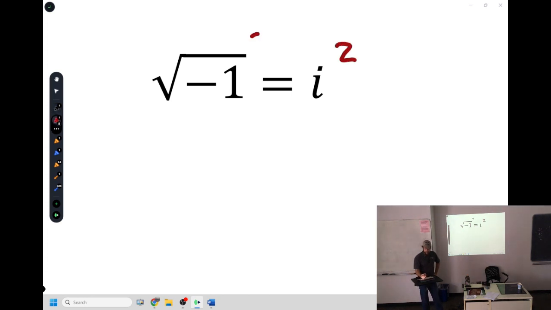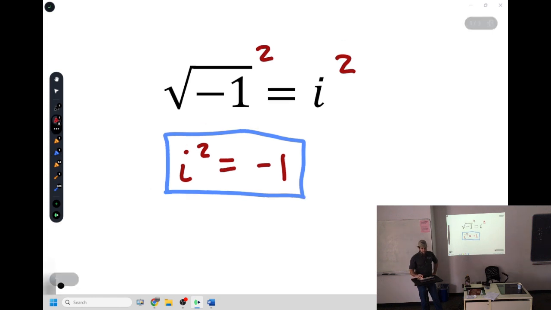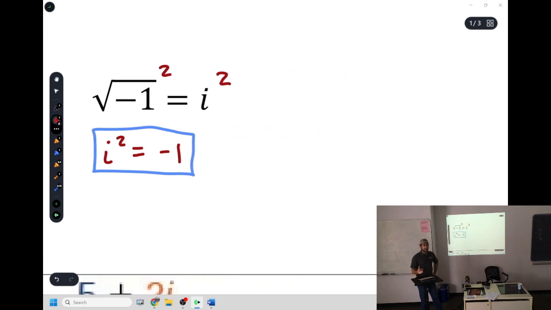If you square i and you square the left side, you get i squared equals -1. Guess what's going to come back to bite us later in this class? That fact. No, we haven't done this yet. Oh. What about if you add a number?